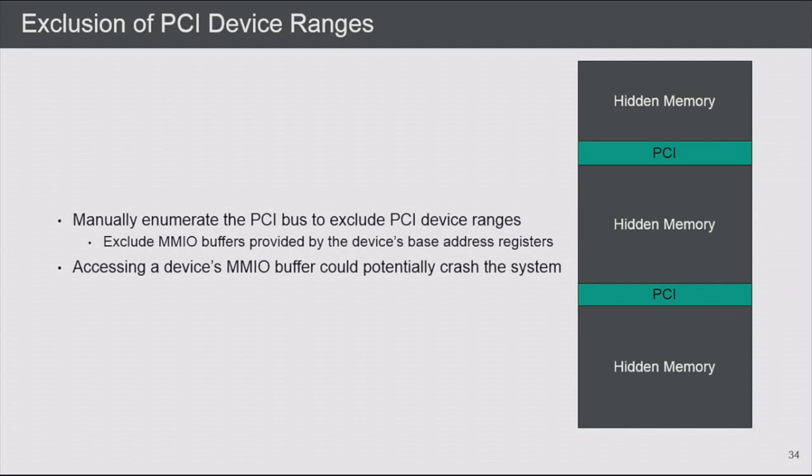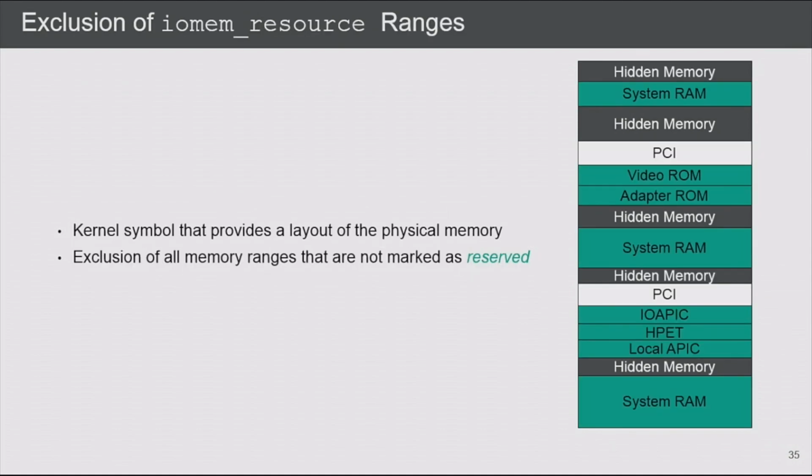This is really the most important step in the enumeration algorithm, since accessing the MMIO buffers of a device could potentially lead to undefined behavior and ultimately crash the system. Afterwards, we make use of a kernel symbol, which is called the iomem resource tree. This is basically a layout of physical memory ranges. And for this step, we just exclude all ranges that are not marked as reserved.